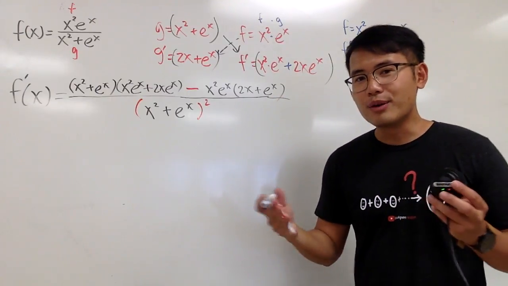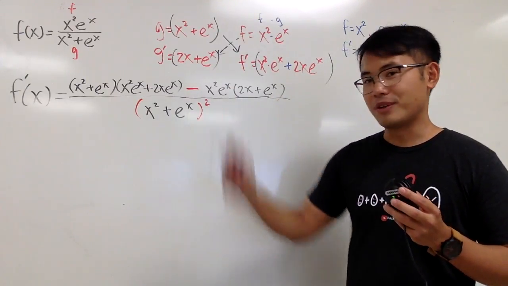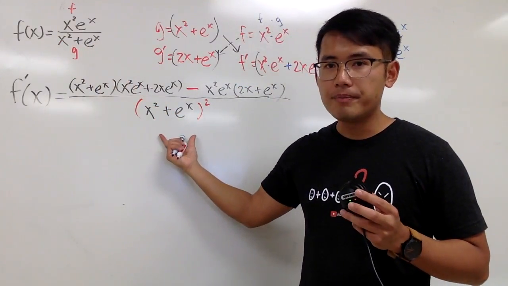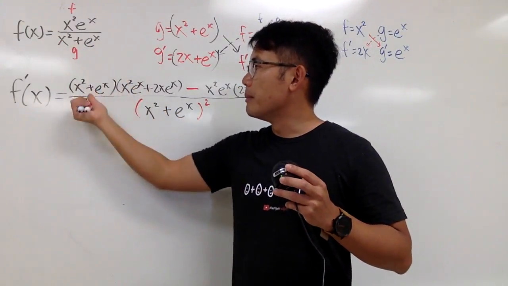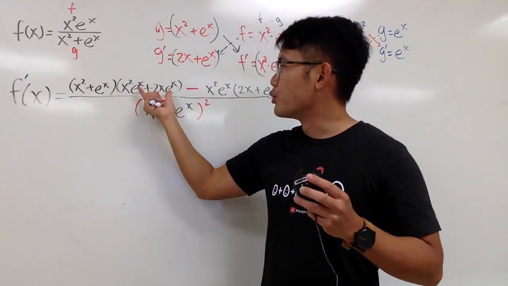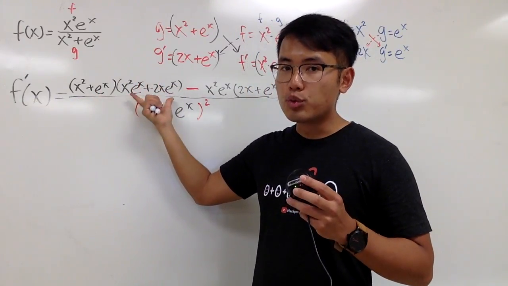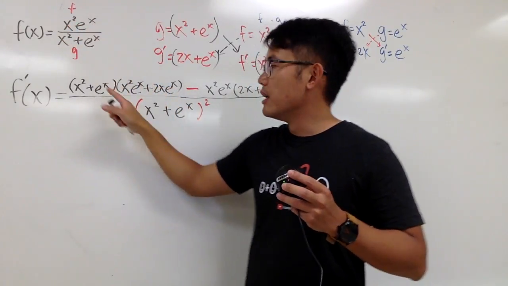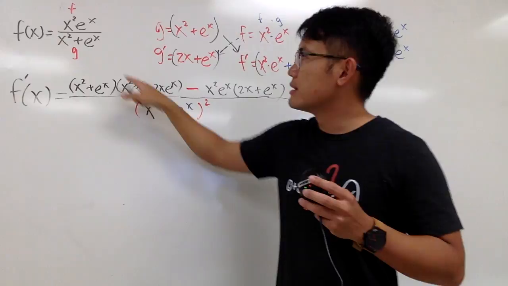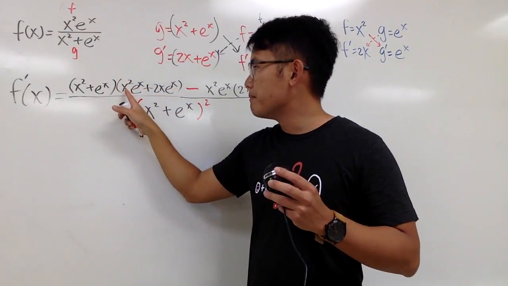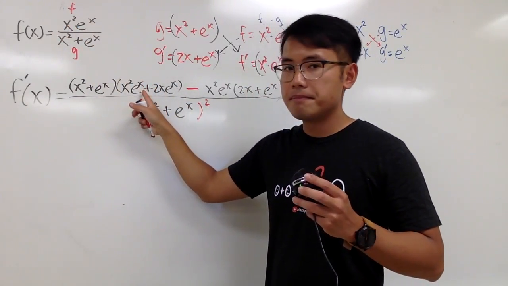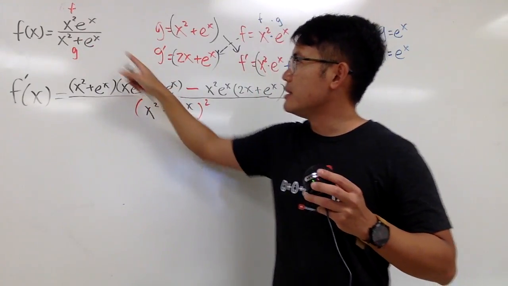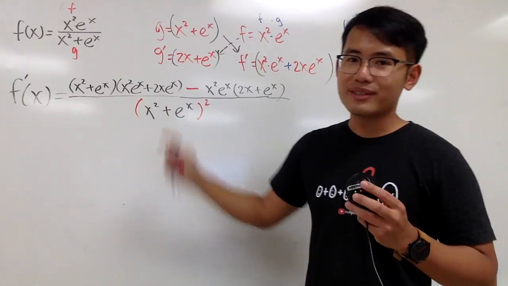So this is how you construct the quotient rule for this question. And once again, we first square the denominator, and then we put down the bottom function times the derivative of the top. And the derivative of the top, which is the derivative of x squared times e to the x, is x squared times e to the x, namely the first function, times the derivative of the second, and then plus the second function times the derivative of x squared, which is the first function.